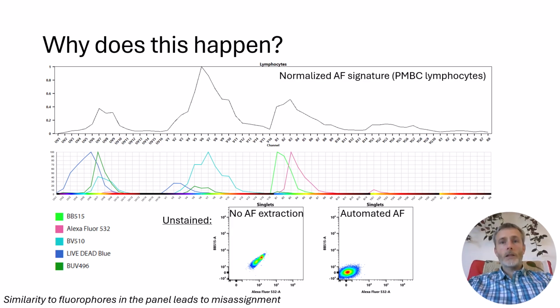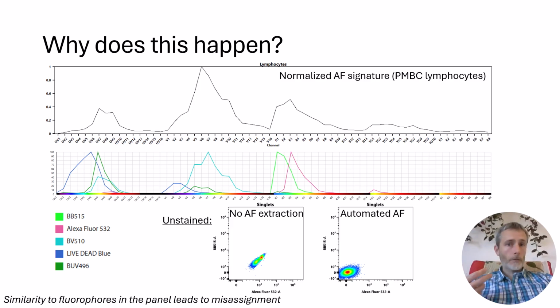Here we see similarity in the peaks for the normalized autofluorescence in PBMCs and in the signals for BB510, Alexa 532, and BB515. As a result, there is signal even with unstained cells in the AF532 and BB515 channels when unmixed. Extracting the autofluorescence as a separate signature provides a much better match for these autofluorescence signals, redirecting them and reducing the undesired signals in the fluorophore channels in the unmixed data.